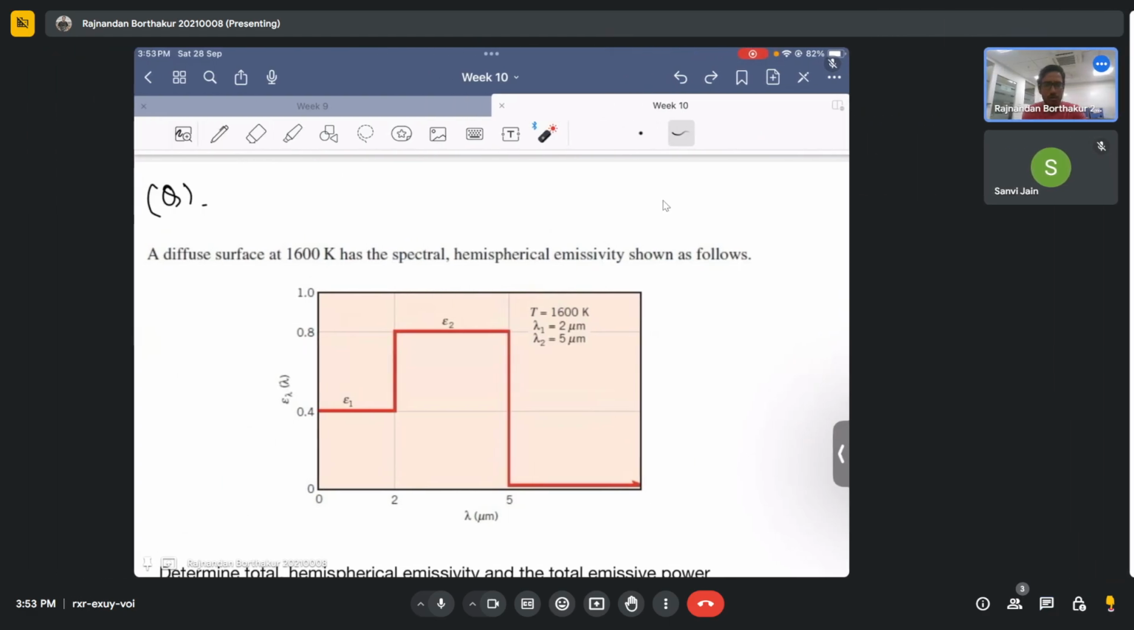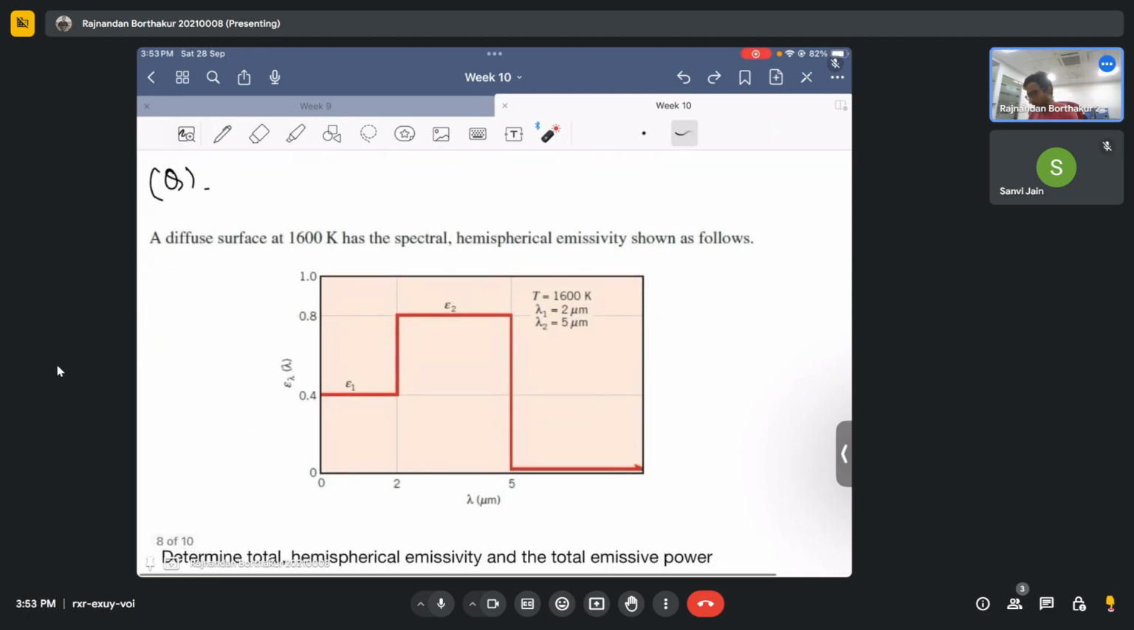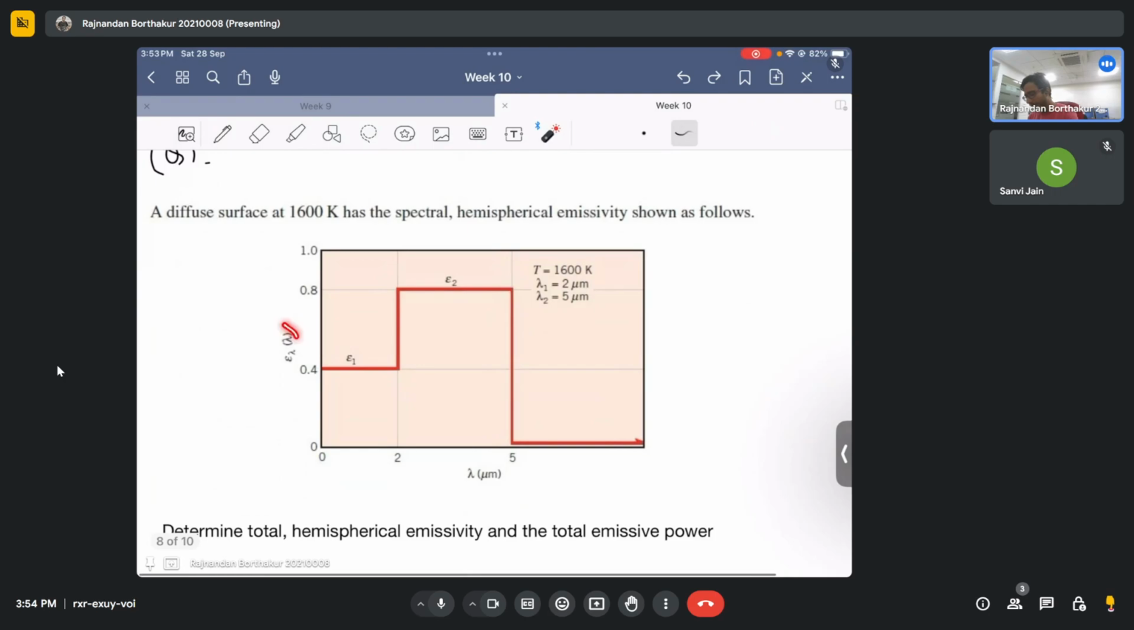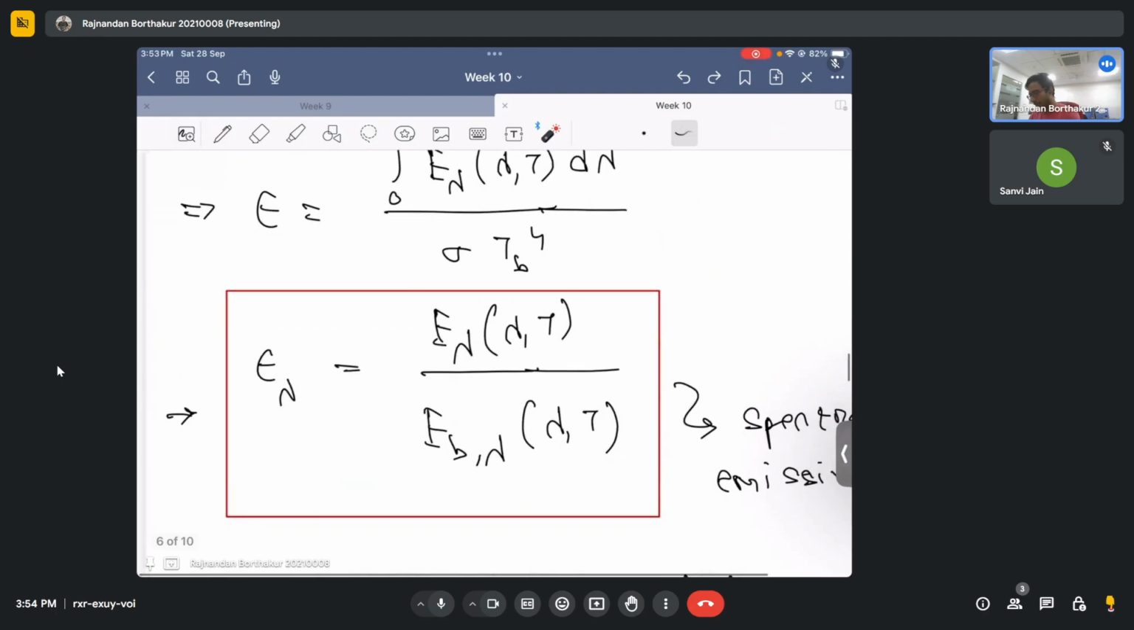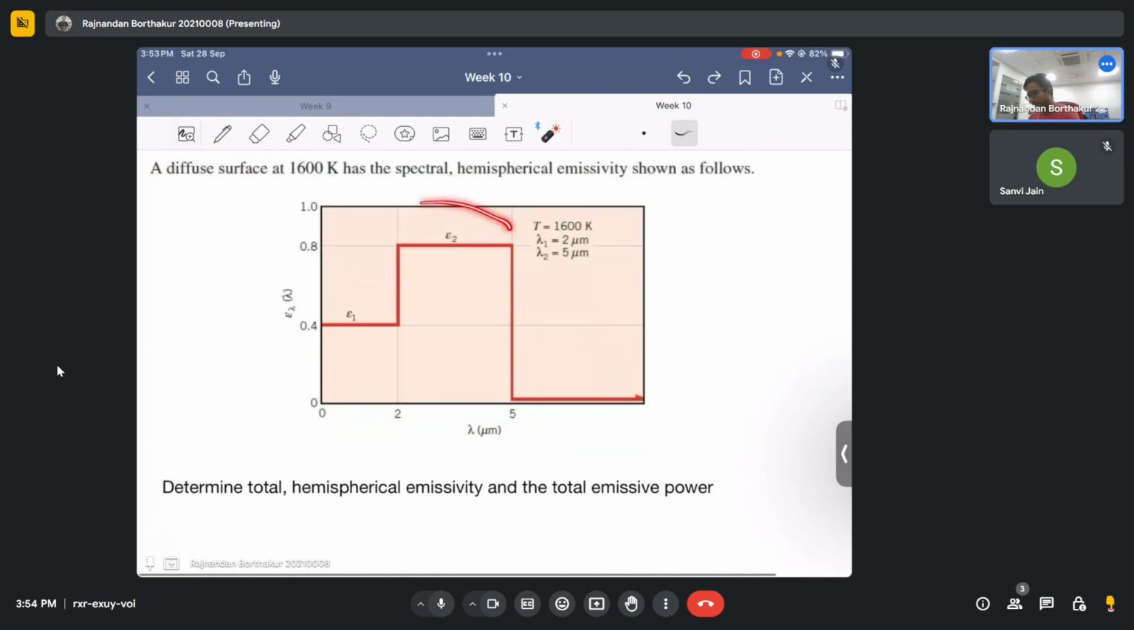If there are no questions, let's go ahead and solve a numerical. As you can see on your screen, there is a question which says that a diffuse surface at a given temperature, which means the temperature is known to us, 1600 Kelvin, has a spectral hemispherical emissivity shown as follows, which means that it has just defined that E lambda that we just now saw. Basically, it has just defined this quantity.